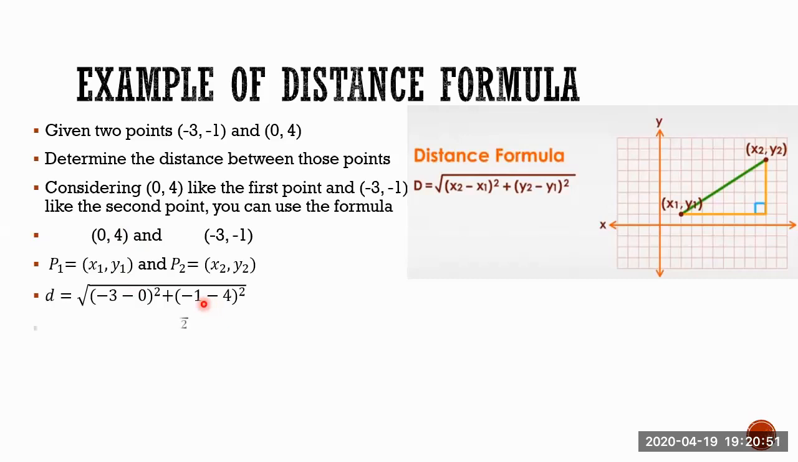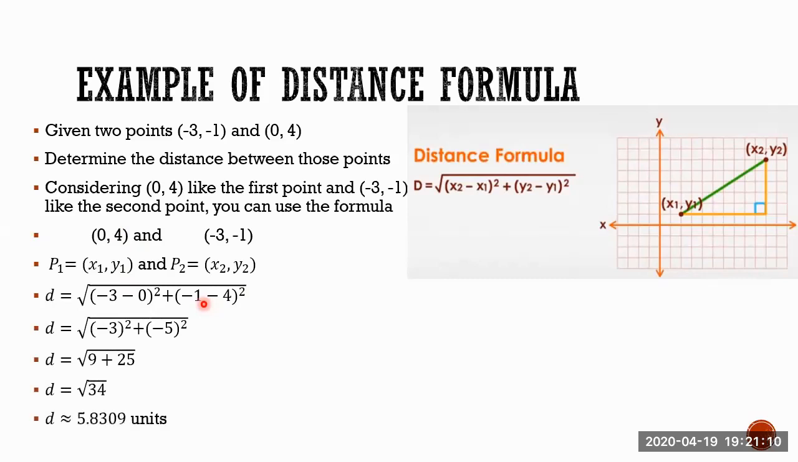Operating those simple subtractions, we got those results. Using the second power in each one, we have the square root of 9 plus 25, and 9 plus 25 gives you 34. So the square root of 34 is the distance between those points. It's approximately 5.8309 units, and that way you get the distance between those points.